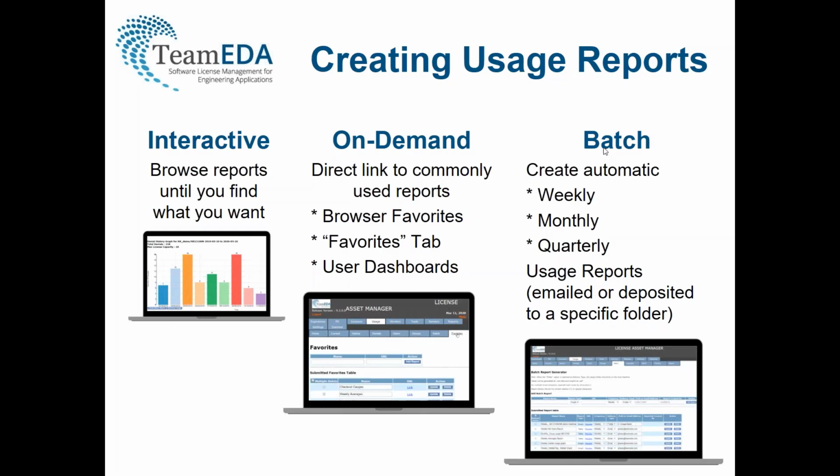And the third way is batch. These are routine reports that you want to get automatically, weekly, monthly, quarterly, and they show up either as an email or they're deposited into a specific folder. And we provide all three. I'm not going to take the time to go through that now, but some reports are better set up as on demand, and some are better set up as batch.